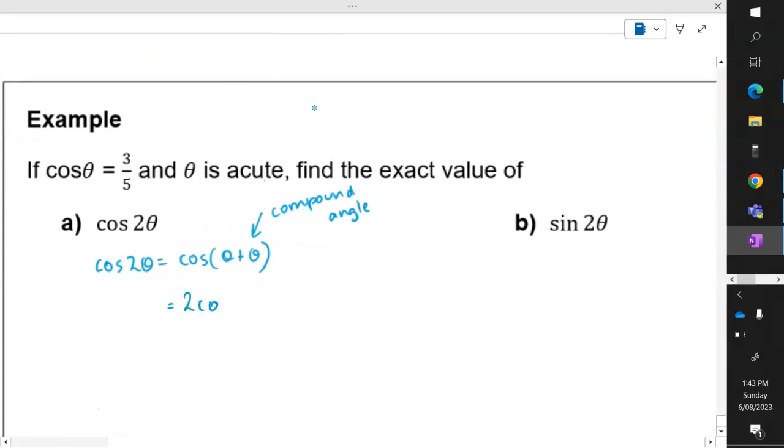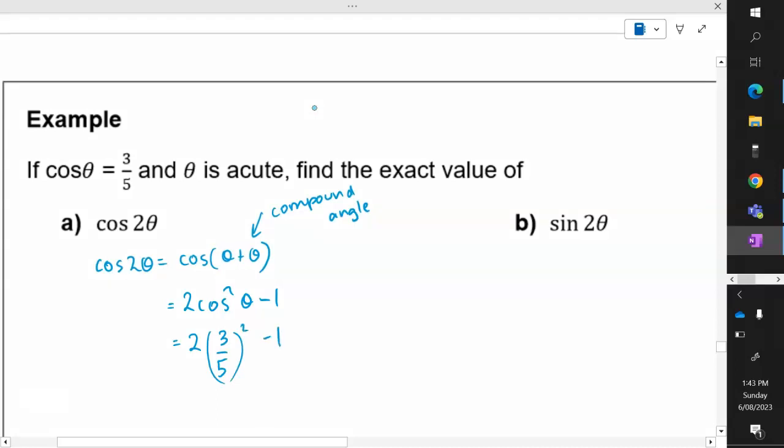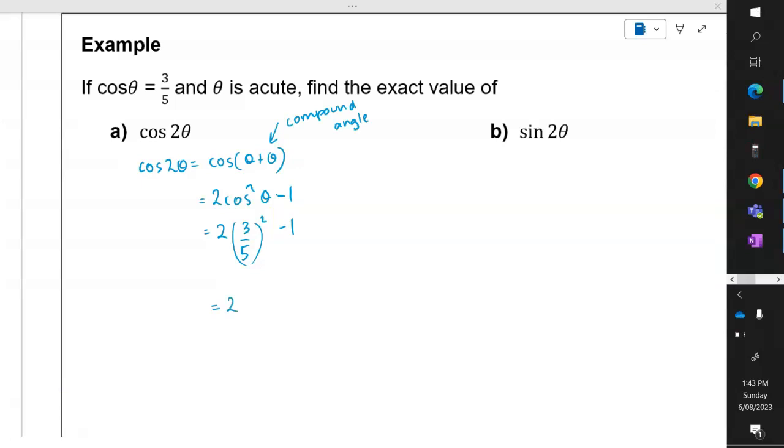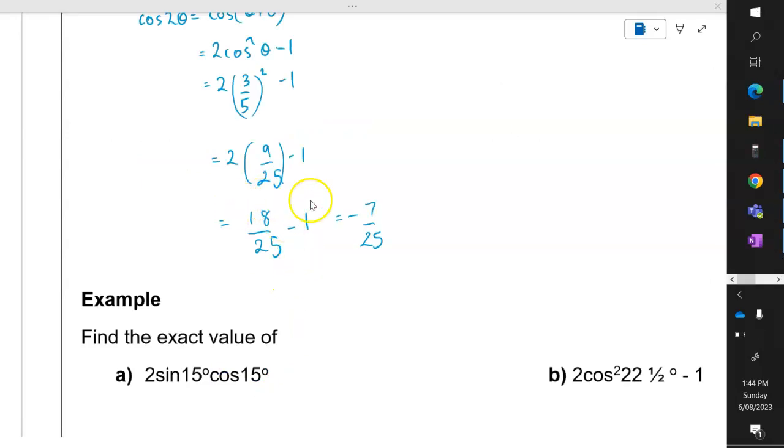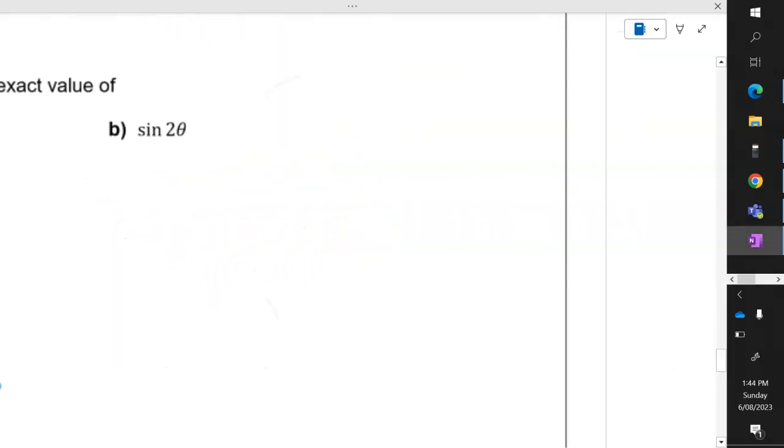So it's 2 cos squared theta minus 1, which is 2 lots of, we've got cos theta as 3/5. So we're squaring our 3/5 and taking 1 off, which is 2 lots of 9 on 25 minus 1, which is 18 on 25 minus 1. Putting that in your calculator, you'll get minus 7 over 25. Let's look at the next one.